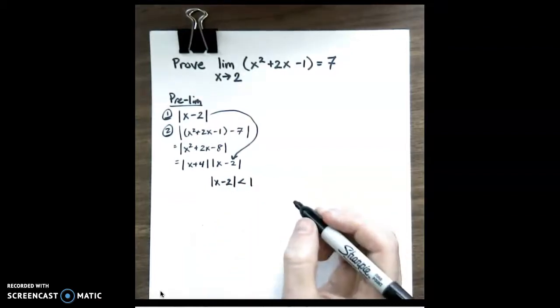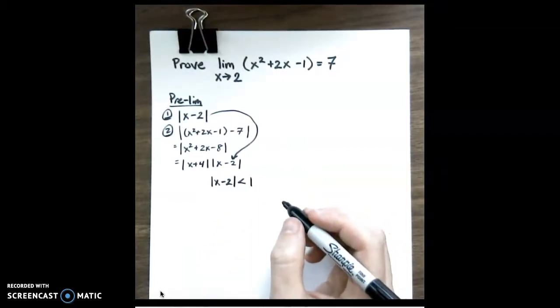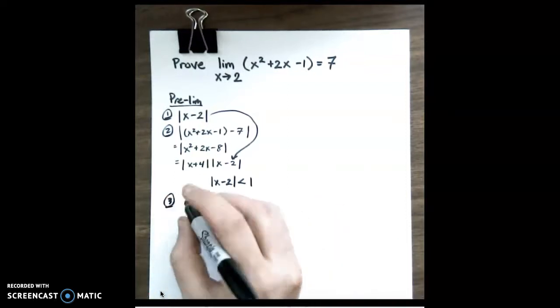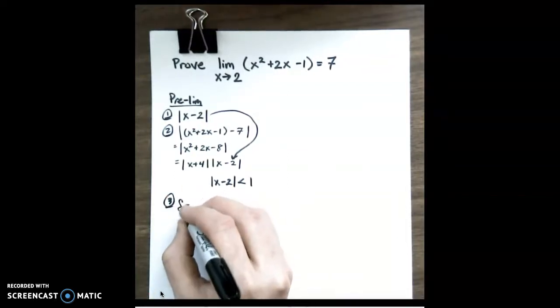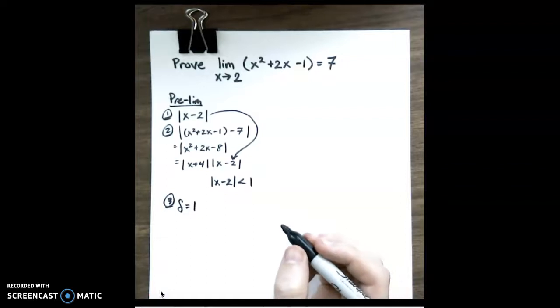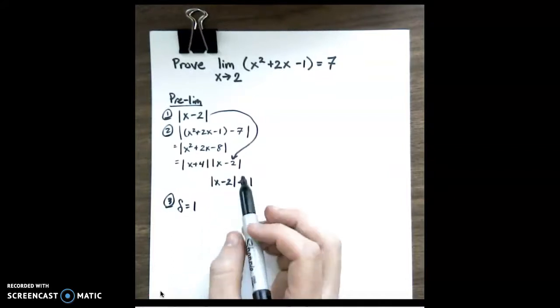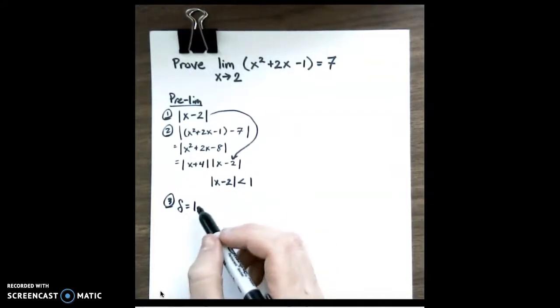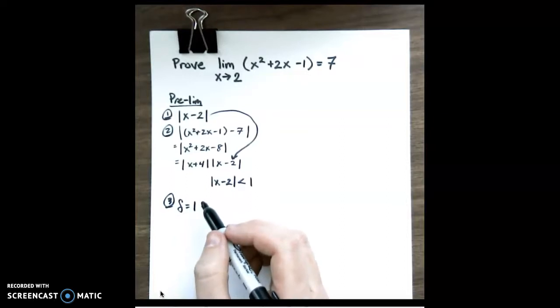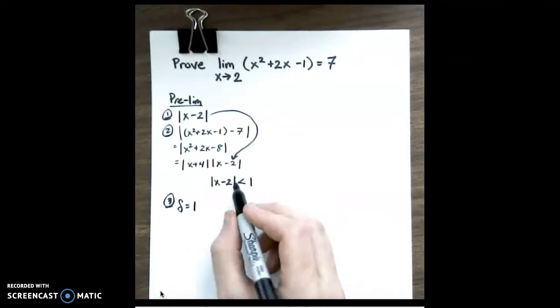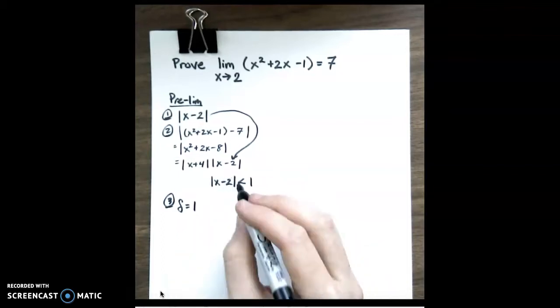So remember, we're trying to find a good delta, a good choice for delta, and that's what step 3 is. So we're going to start with 1. We don't have a delta yet, so we just want to pick a small number, and the easiest small number you can think of is probably 1. And that way we don't have to work with any weird decimals. So 1 is small enough. So we're going to say that this is less than 1.